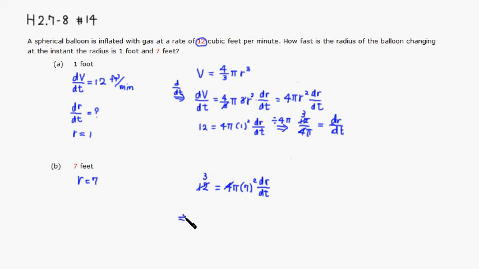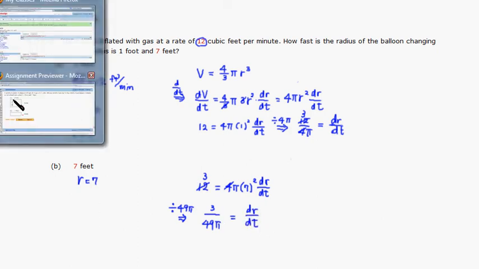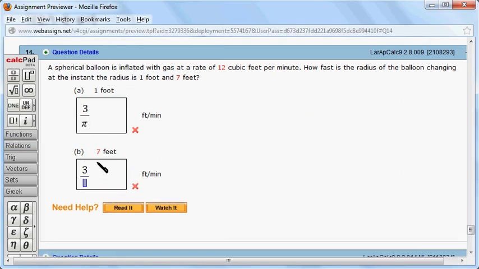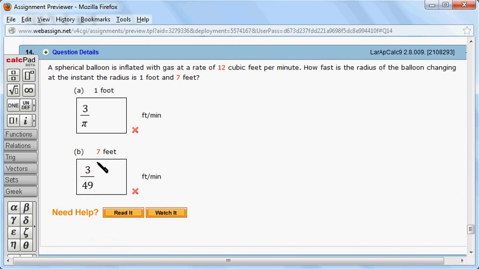Then you can just divide through by 7 squared, 7 times 7 is 49, so 49 pi. That way you have 3 over 49 pi is dr over dt. So let's type that in. It's 3 over 49 pi.